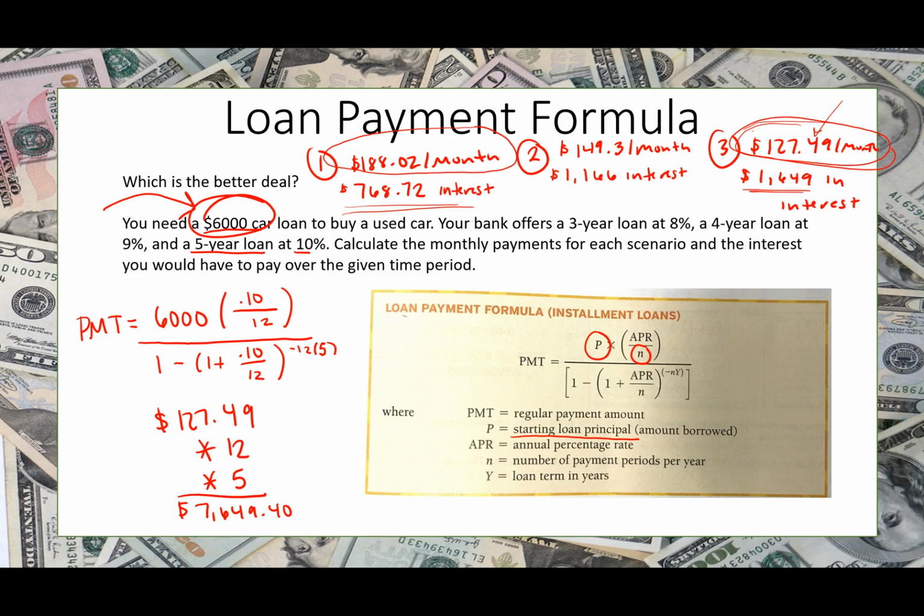So what would be my advice? Which one should you go with? Well, if you can afford it, definitely go with number 1 with the 3-year loan at 8%. That would be the best option here.